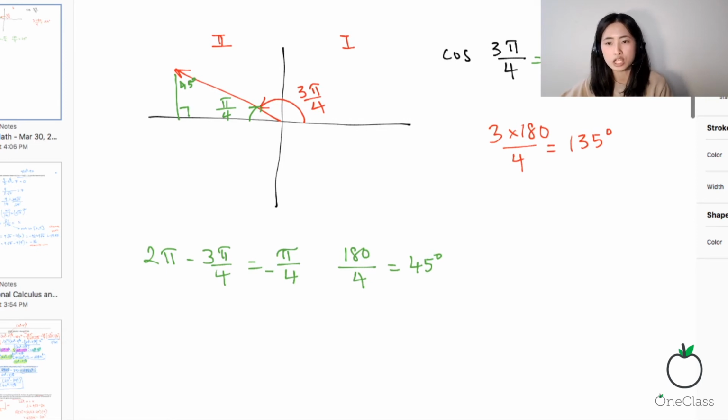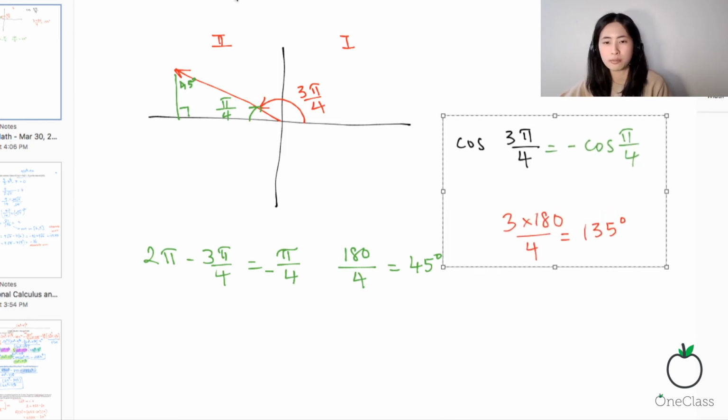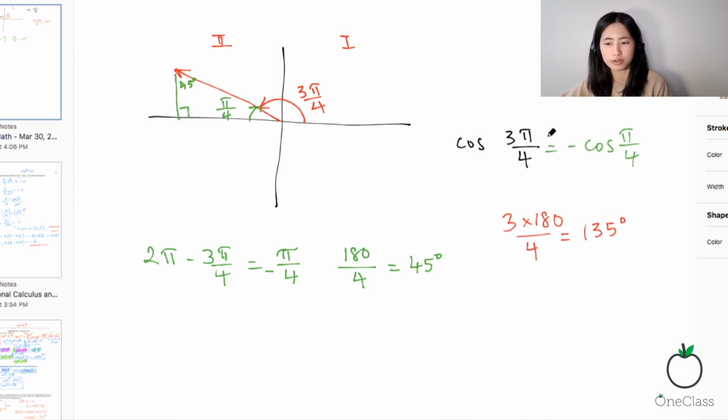Let me try to move this down so you guys can see that. Okay, great. Can you guys see that? So I'm saying that cosine 3 pi over 4 is the exact same value as the negative of cosine pi over 4 because pi over 4 is your related acute angle, right? And because you're starting from this opposite side of your x-axis, that means this is going to be a negative value. Okay, so now that we have that, right?